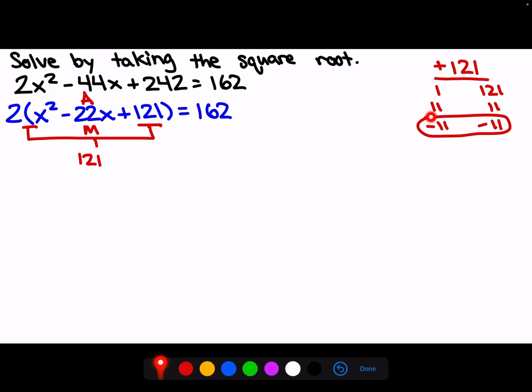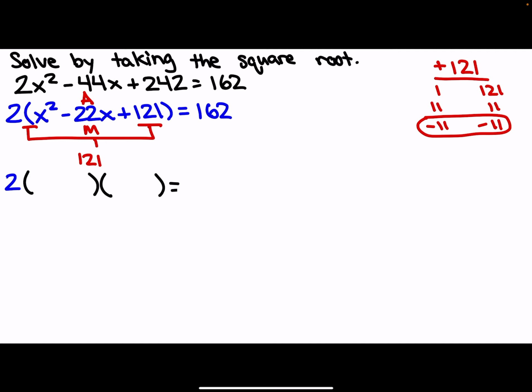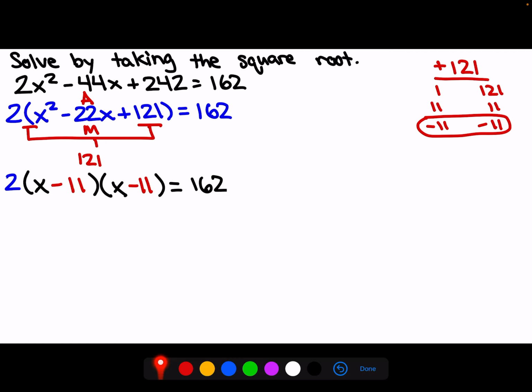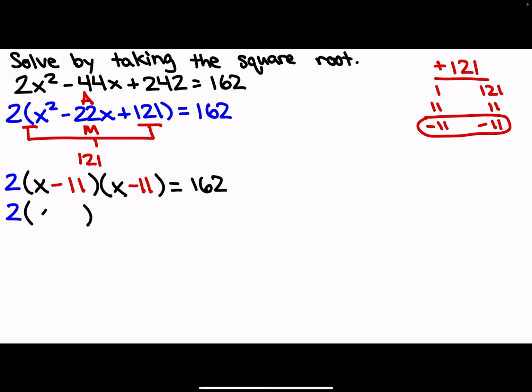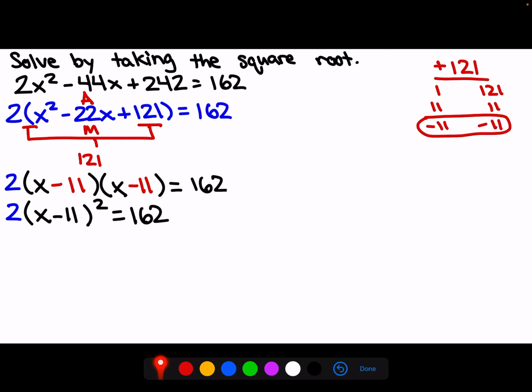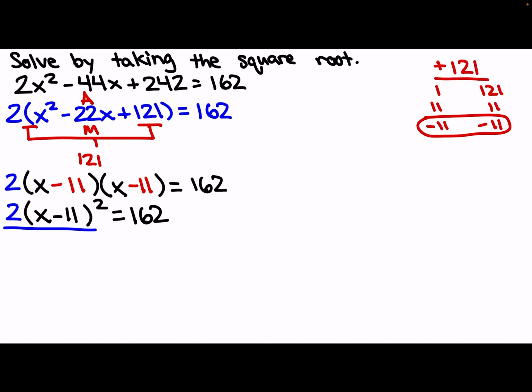From here, I'm going to go ahead and put these terms inside my double bubble. 2 is still going to be on the outside. So I have 2 times x minus 11 times x minus 11 equals 162. From here, I can condense these x minus 11s down into 1, giving me 2 times x minus 11 squared equals 162. Again, 162 is not a perfect square, so I'm going to divide both sides by 2, giving me x minus 11 squared equals 81.